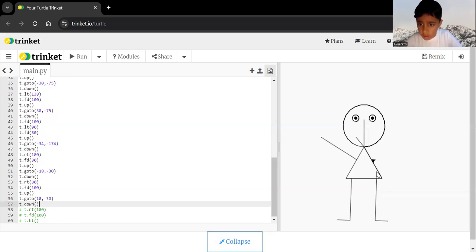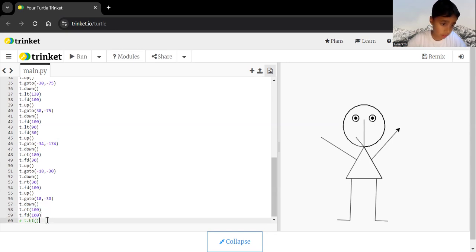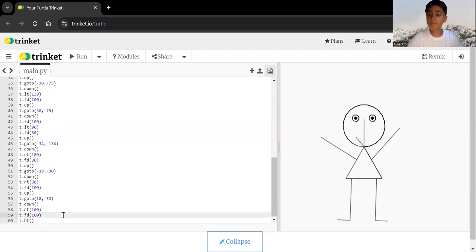There. See? But the angle, because look, my pen was looking this way. If my pen is reaching this point here, it moves this way, but the pen won't move like this, it has to still stay the same. So we have to change the angle to 100, t.fd 100 makes our other arm, t.hideturtle to hide the pen. And that's it. We made our person.